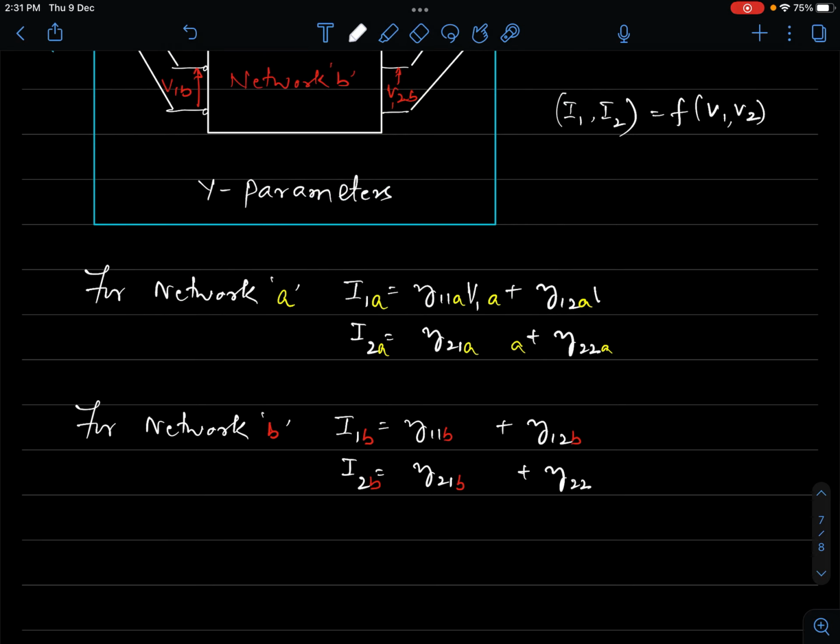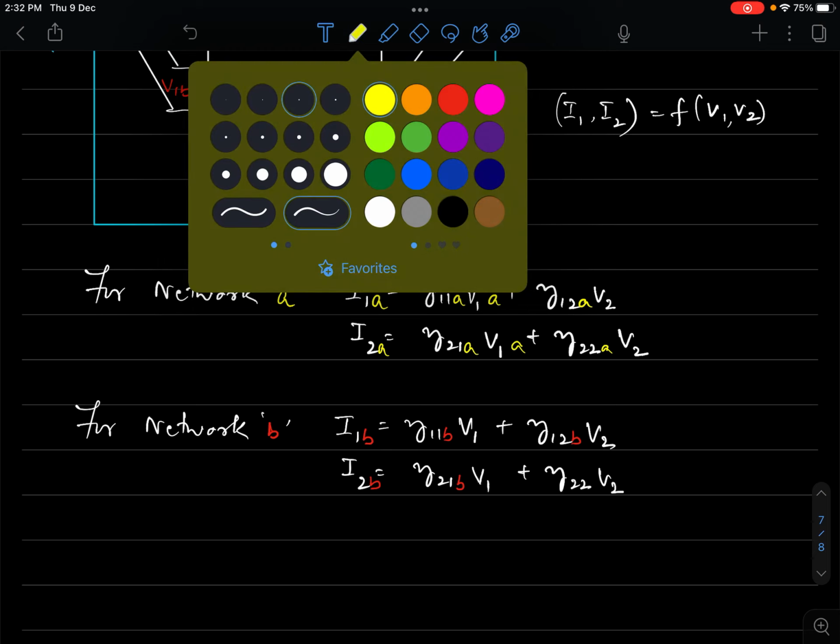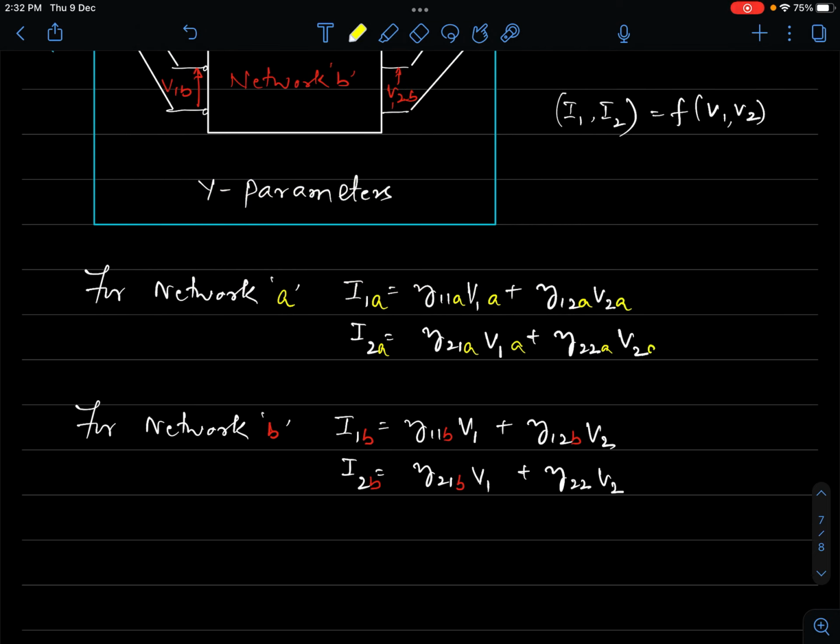This is Y11 V1, Y12 V2, this is V1, this is V2. My fundamental equations were incorrect. This is V1, this is V2. That is a blunder. For the B network, V1B, V2B.